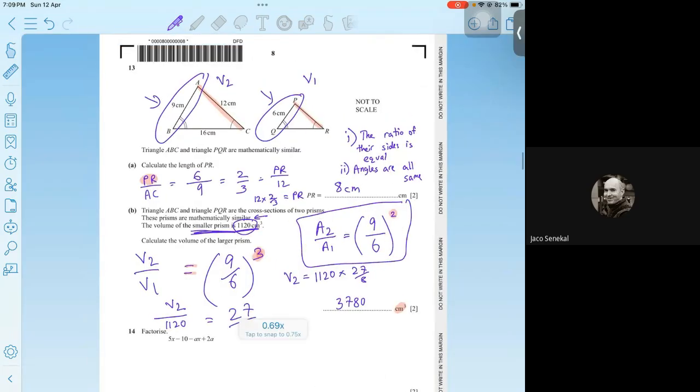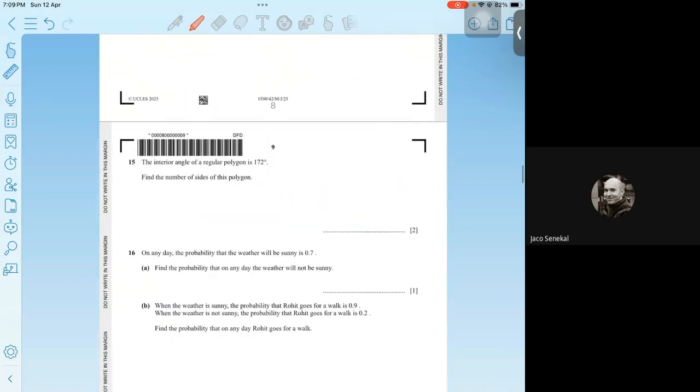And I can see that since my second shape is larger, I should definitely have a volume that is way larger than my first shape. Okay? That's basically how we solve this question. Okay, wonderful. Let's move to the next question.